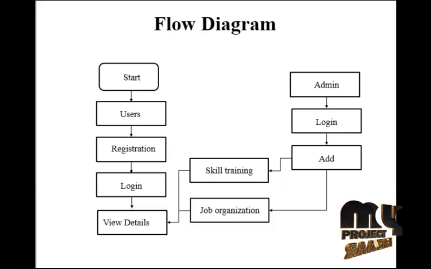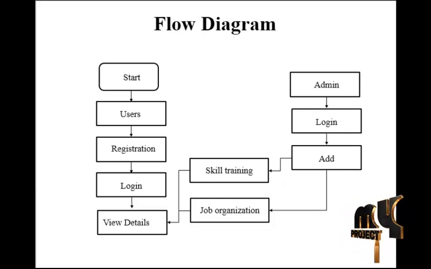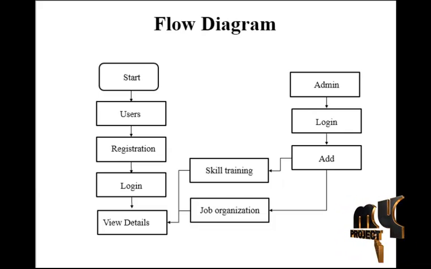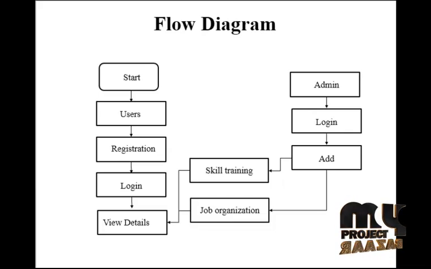Before that, they can be informed through SMS. If the admin adds the skill training and the job organization, the registered users will get a message by SMS. After that, the skill training will be provided based upon their disabilities, and the job organization will be based upon their qualification. The user needs to register by giving their basic registration details.